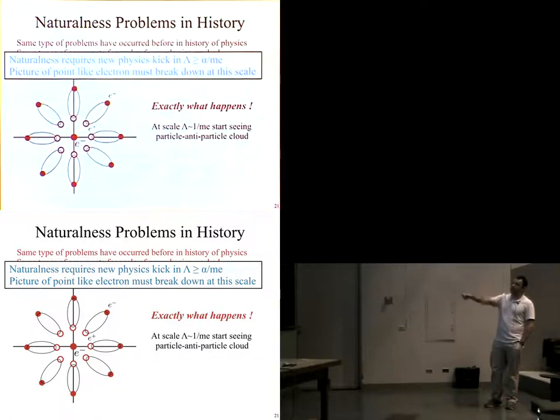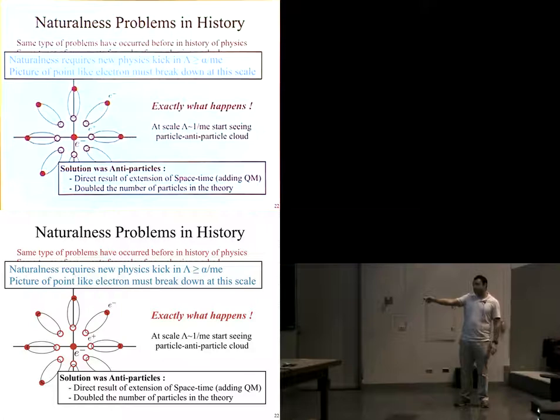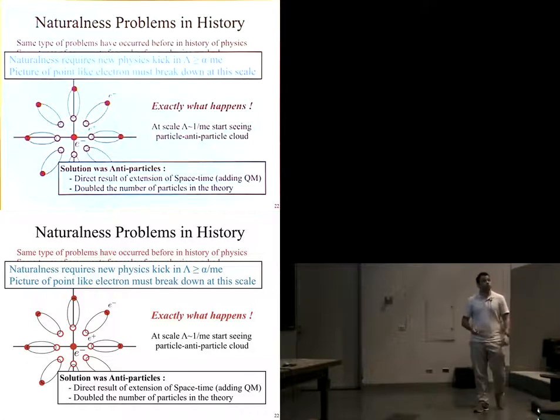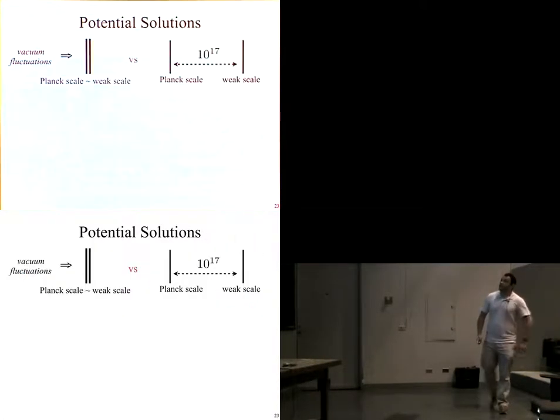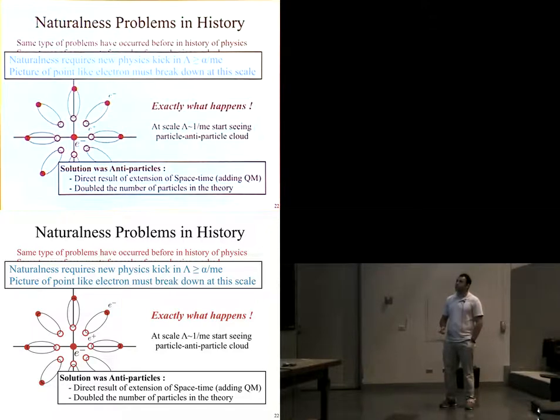And so, in fact, at a much earlier scale, 100 times earlier, you start seeing this cloud of antiparticles, right? So if you go in towards the electrons, we saw you start seeing these vacuum fluctuations of electrons and anti-electrons. And this actually kicks in at 1 over the mass of the electron, so 100 times, or 1 over alpha times sooner. So the exact same logic that we're using in the case of the Higgs mass applies here, and it gives the correct answer. Okay, and this answer, it's a dramatic answer, right? The solution is antiparticles, really an extension of what we think empty space was thought to be, an extension of space-time by adding quantum mechanics, and this doubles the number of particles in the theory, right? So that's sort of what the solution took for this problem.